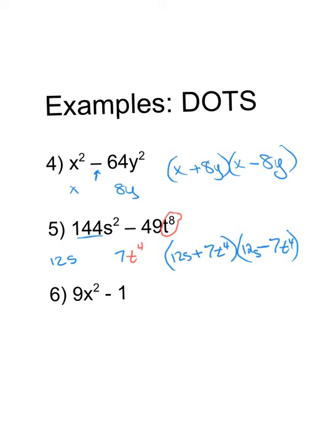And finally, again, 9 is a perfect square. The square root of 9 is 3. The square root of x squared is x. Please don't forget the square root of 1 equals 1. So this last one here, we put a plus and a minus. 3x goes in the front. Please don't forget that 1 is a perfect square.